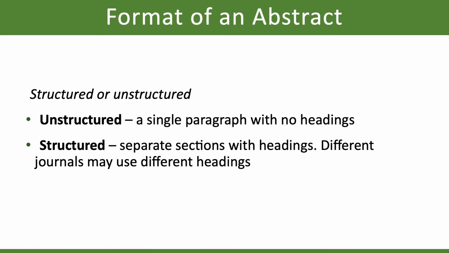The abstract can be structured or unstructured. An unstructured abstract is a single paragraph with no headings, and a structured abstract has separate sections with headings. For example, introduction, methods, results, and conclusion. And again, it's good to check the specification of the journals, as different journals may have requirements for different headings.